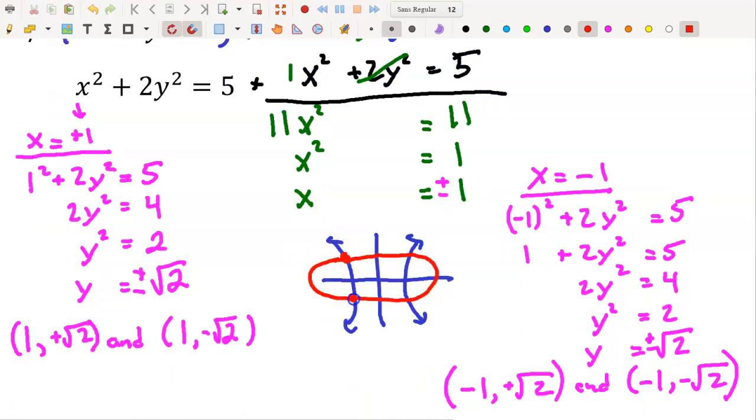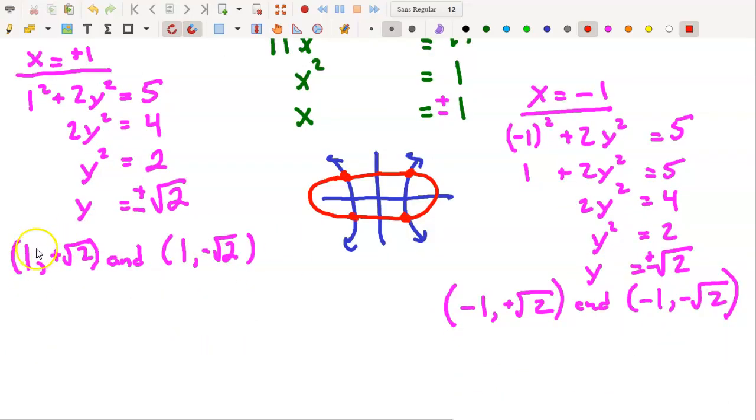So you can see you get 4 intersections that are very symmetrical. 1 common root 2, 1 common negative root 2. So that would be here and here. Right? Positive 1. And then over here, same thing.